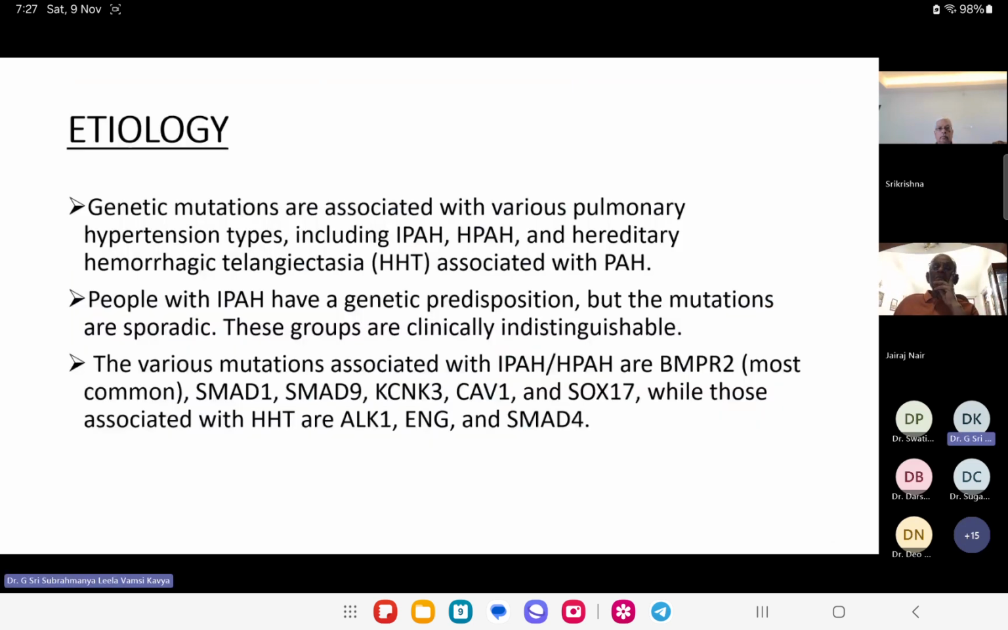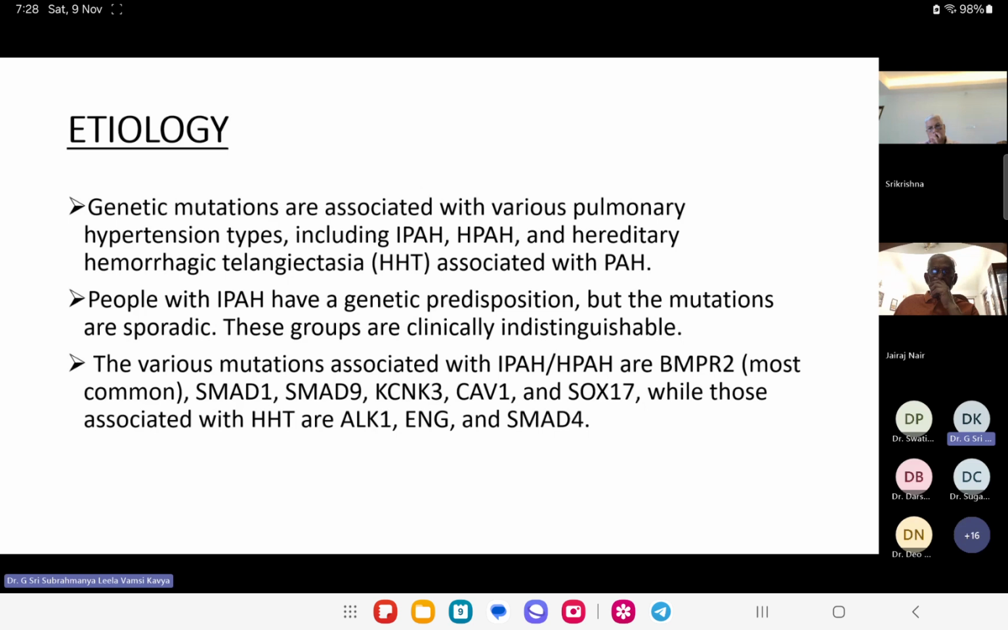Etiology. Genetic mutations are associated with various pulmonary hypertension types, including idiopathic, heritable, and hereditary hemorrhagic telangiectasia associated with PAH. People with idiopathic pulmonary hypertension have a genetic predisposition, but the mutations are sporadic. These groups are clinically indistinguishable. The various mutations associated with idiopathic or hereditary pulmonary arterial hypertension are BMPR2, which is most common, SMAD1, SMAD9, KCNK3, CAV1, and SOX17, while those associated with hereditary hemorrhagic telangiectasia are ALK1, ENG, and SMAD4 genes.